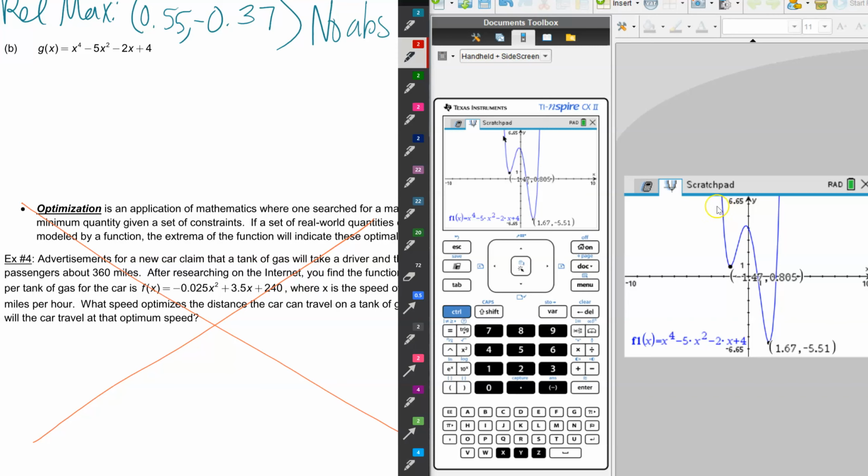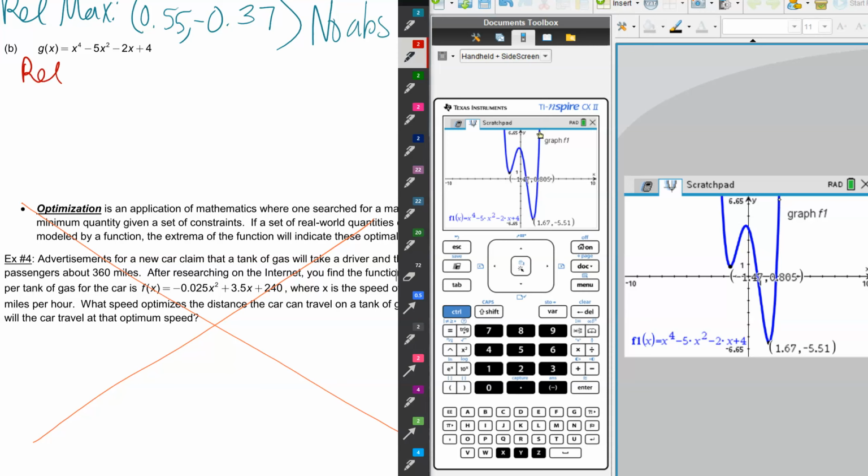All right, so hopefully you can see the graph is going up as x gets more negative. The graph is going up as x gets more positive. So the lowest the graph actually goes is negative 5.51.